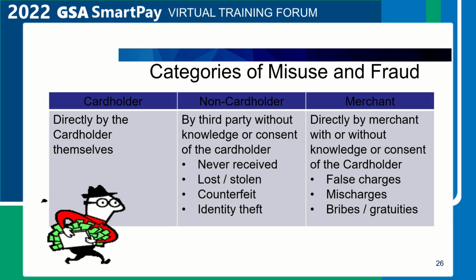And then we've got merchant fraud. Merchant fraud involves fraud committed by the merchant, either with or without knowledge of the cardholder, such as false charges and transactions. The merchant can charge for something that the cardholder never received. Mischarges, charging a different amount than what they should have been charging. Bribes and gratuities. Sometimes a merchant can offer a bribe or gratuity to the cardholder in order to engage in fraudulent activity. Keep in mind, approving officials, AOPCs, and cardholders can all be found guilty of fraud if they participate in any of these activities.